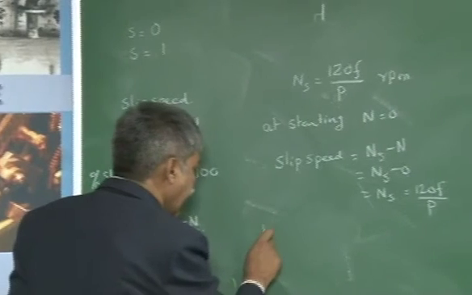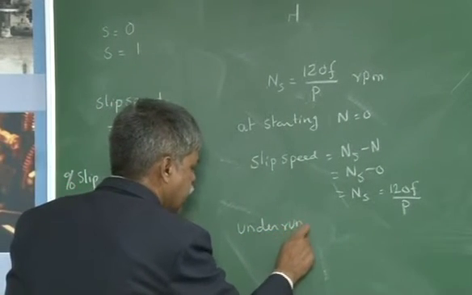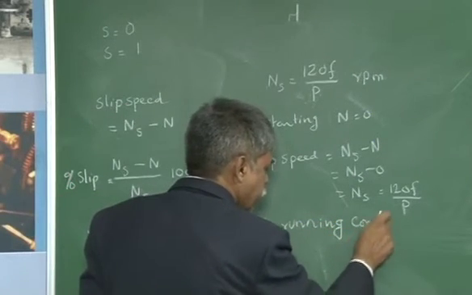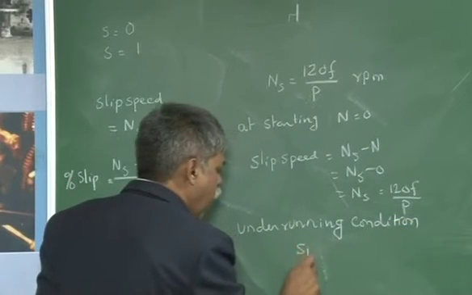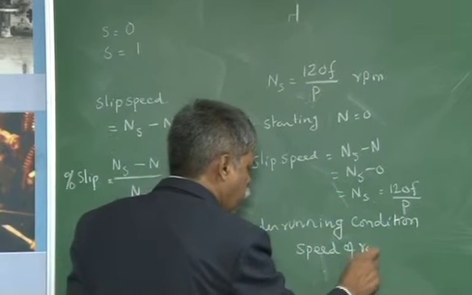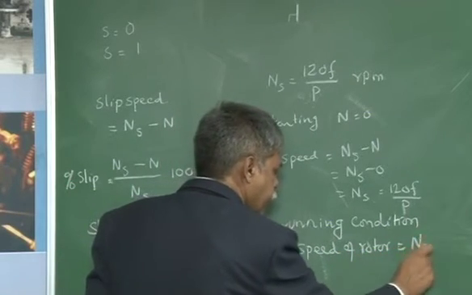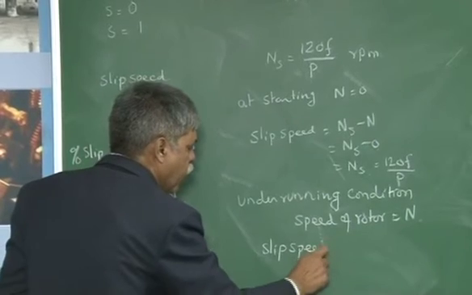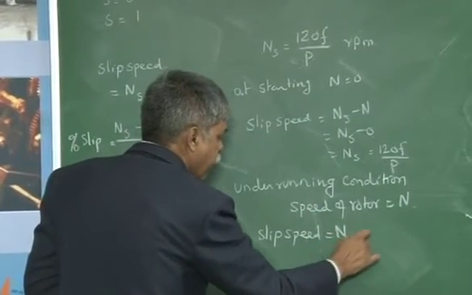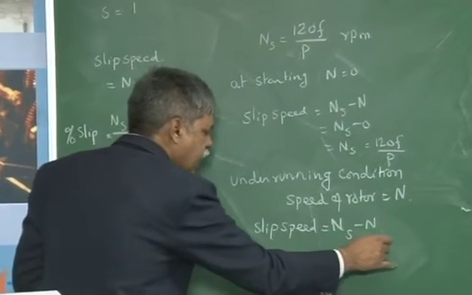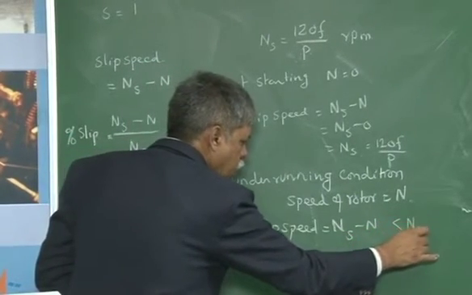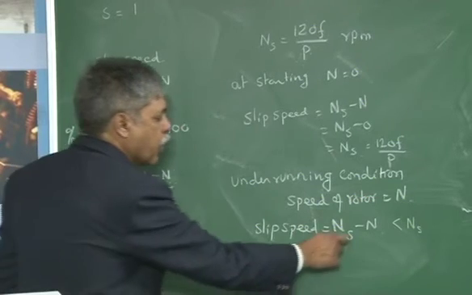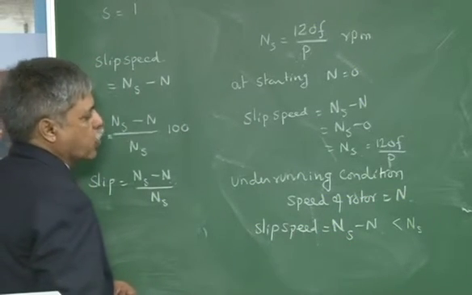Now under running condition, let us say the motor is started and it is running. The speed of the rotor or motor, whatever you write, is equal to n. Now again the relative speed or the slip speed will be ns minus n. This will be definitely lesser than ns. So because of this the induced voltage will have a lesser magnitude, therefore the current also will have a lesser value in the rotor conductors.